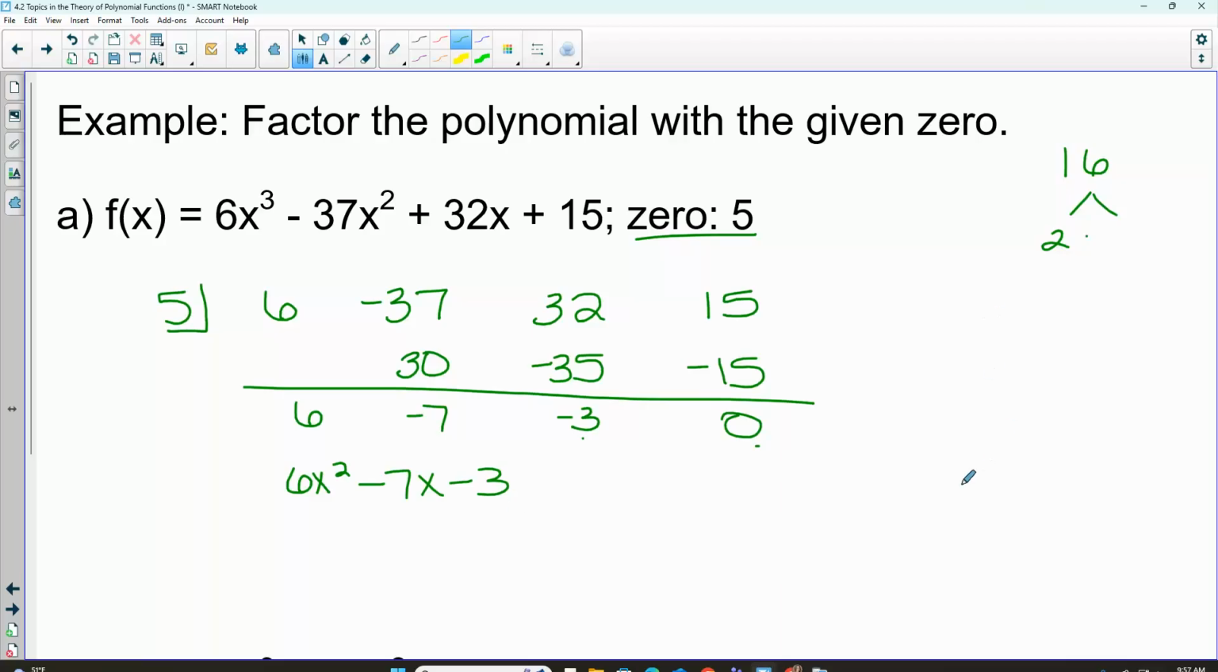Now my directions are to factor. What can I do at this point? Flip and slide. This is a quadratic. This is something I can factor using what I already know.